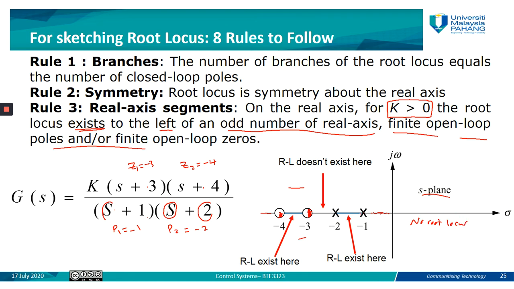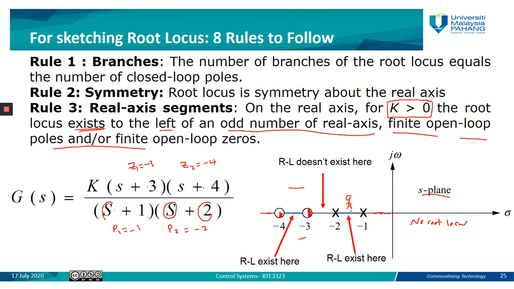Okay. I come to this area. Am I on the left of an odd number of poles or zeros? When we say odd number, I don't mean the negative one. No, I mean how many poles. If I stop here, how many poles and zeros are on my right? So I'm now on the left, correct? So I'm on the left of how many poles or zeros?